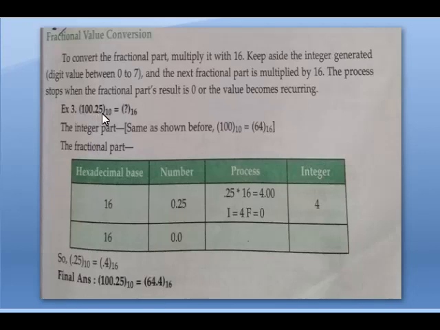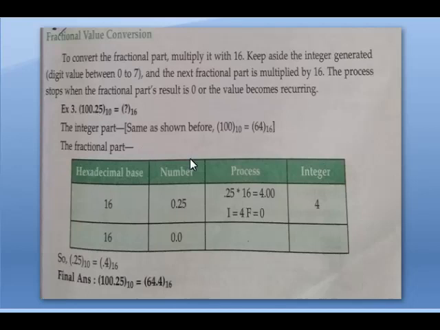See here, 100.25 to the base 10. We are going to convert this decimal value into a hexadecimal value. The integer part is 100, and we already know how to convert an integer part into a hexadecimal value. If we convert 100 to the base 10, we get the hexadecimal value as 64 to the base 16. And we are going to convert this fractional part 0.25 to hexadecimal.